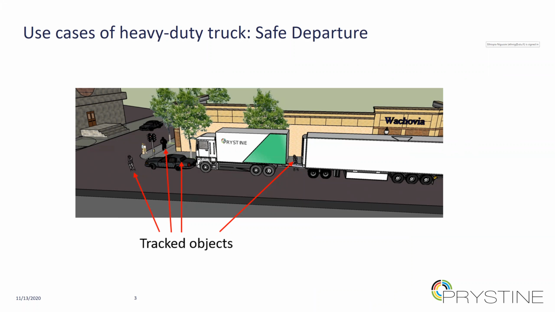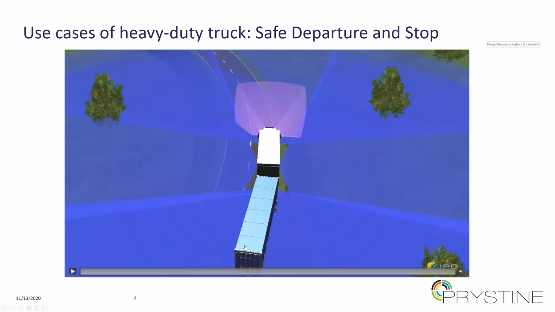As you can see here, for safe start or safe departure, the driver has to monitor all the surrounding environment and track those objects' movement. So here we have deployed, using the track maker, we simulated safe start and safe stop. And as you can see here, we have the radars at the back of the truck and at the side and also at the front. We have also radar at the corners and also camera.